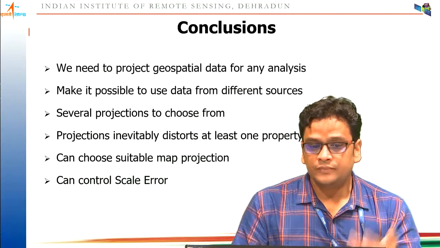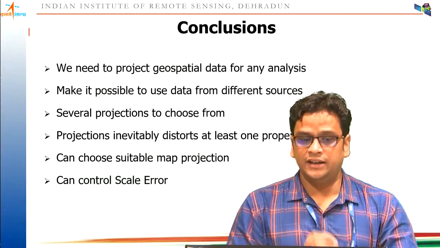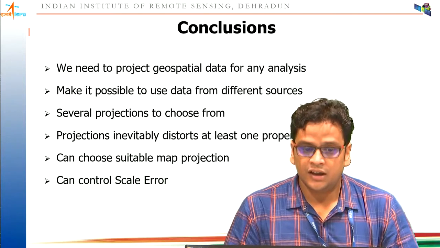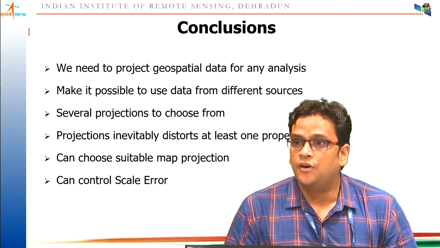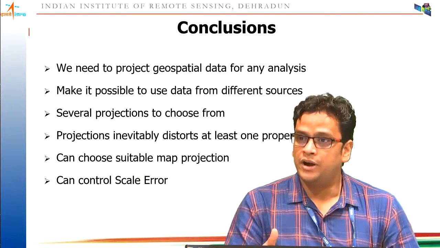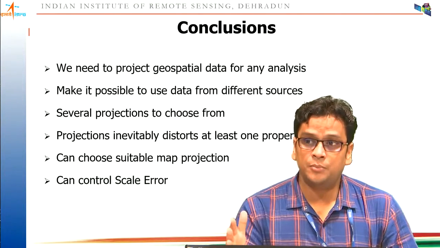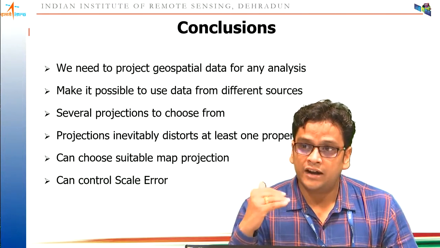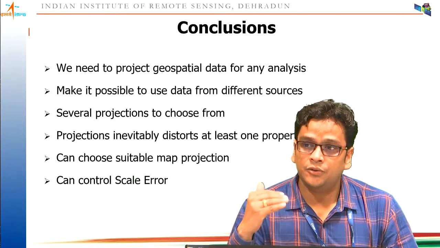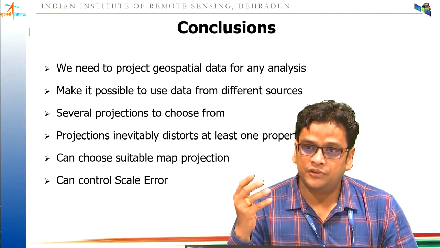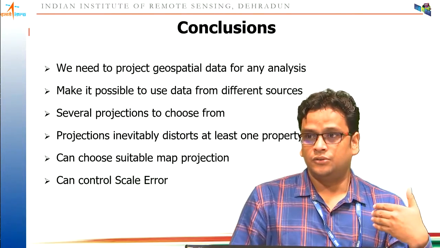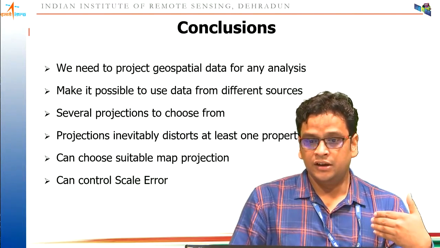We need to project the spatial data for any analytics, to make it possible to use data from different sources. Several projections are there from which we have to choose, and the projection inevitably distorts at least one property. So we need to select the projection suited to the particular type of analysis, because whatever we want to preserve, we can choose a suitable map projection which can control the scale error or minimize the distortion. So with this, we will conclude here. Thank you very much.